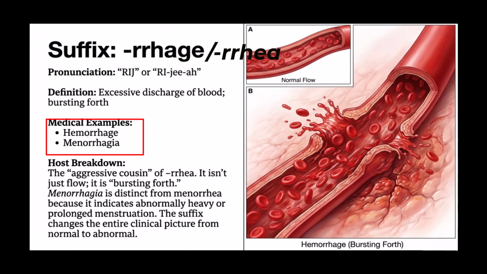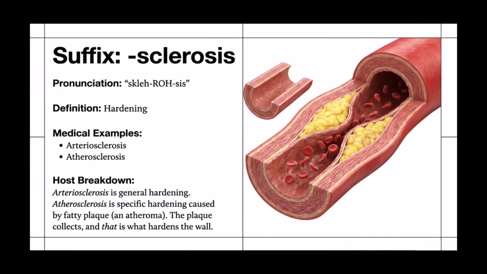The menstrual cycle example in the text is perfect for this. It is. Menorrhea is the normal monthly flow, but menorrhagia is abnormally heavy or prolonged bleeding. The suffix tells you the severity. Makes sense. Two left for diagnostics.